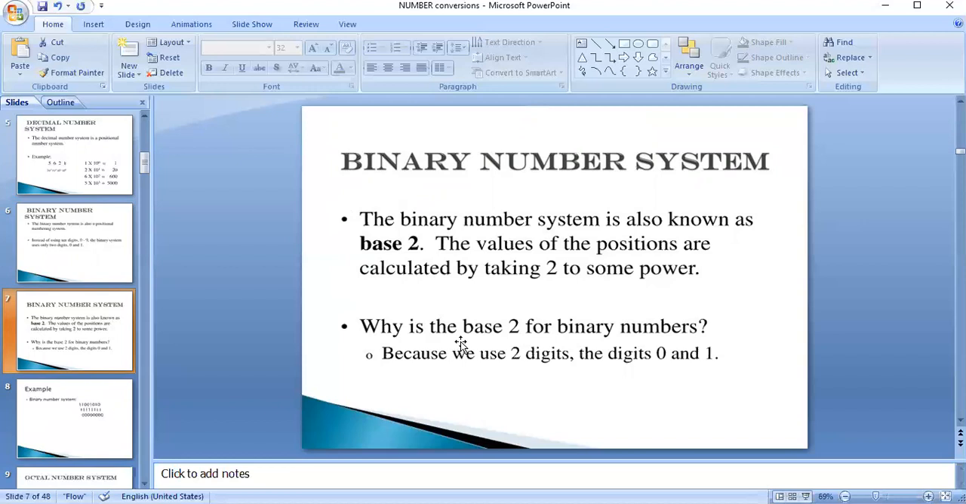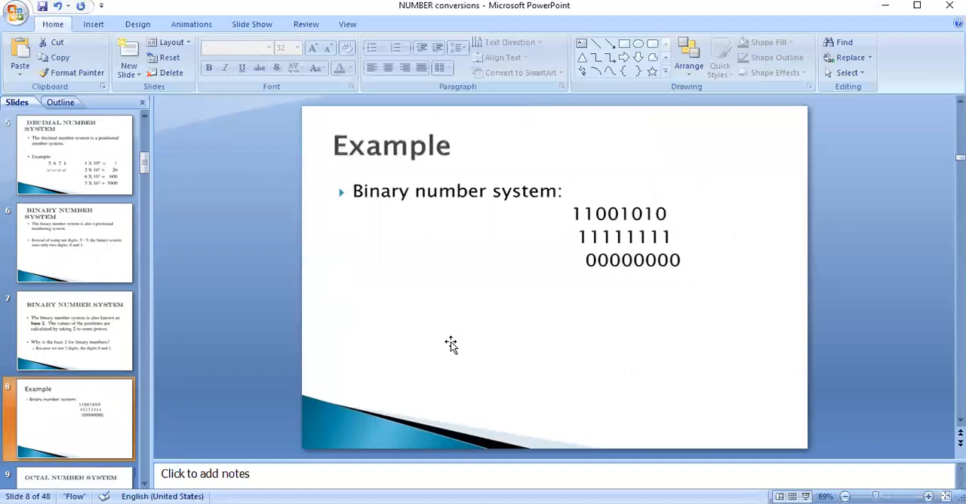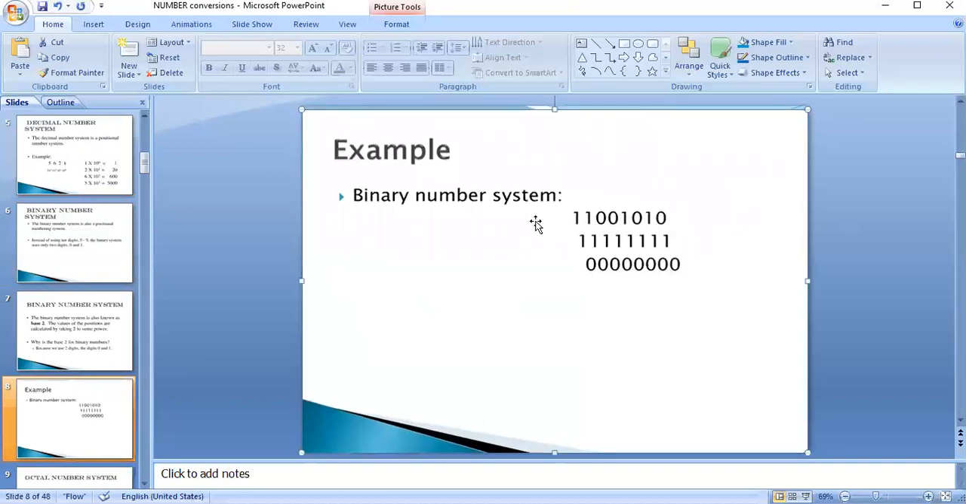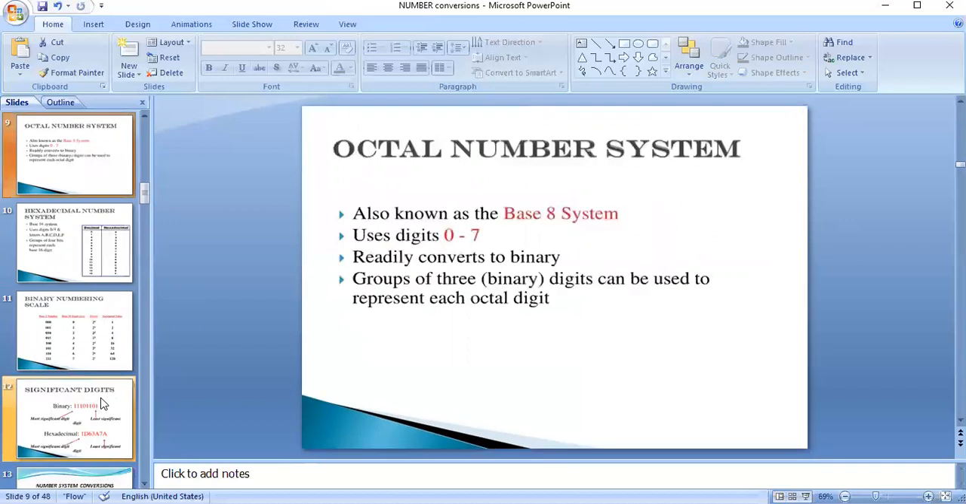So it contains only two digits, 0 and 1. This is an example of the binary number system. Here I am taking some examples. It is a combination of 0 and 1. In this number you can see it contains only zeros and ones. So this is the binary number system. And the next one is the octal number system.